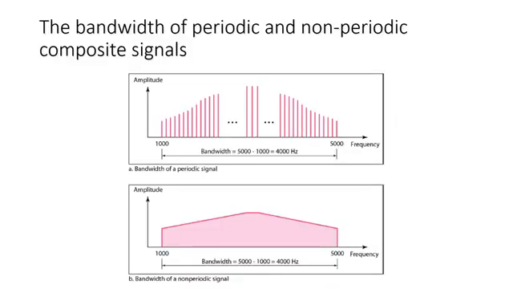In both periodic and non-periodic signals, the bandwidth is computed by taking the difference of the highest frequency with the lowest frequency. Thus, in this example, the highest frequency is 5,000 Hz and the lowest frequency is 1,000 Hz. So, the bandwidth is equal to 5,000 minus 1,000, which is equal to 4,000 Hz.